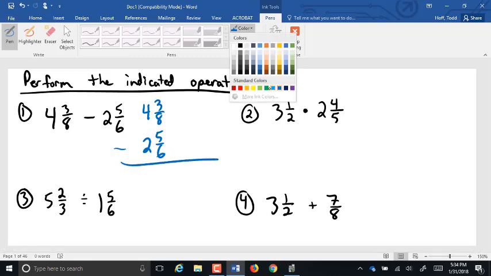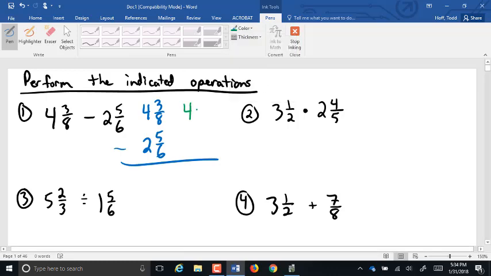We need to find a common denominator, which is going to be what? 24. Good. So 3/8, what's this number up here going to become? 9. There we go. 8 times 3, so 3 times 3. What's this one here going to become? 20. Perfect. 6 times 4, so 5 times 4.